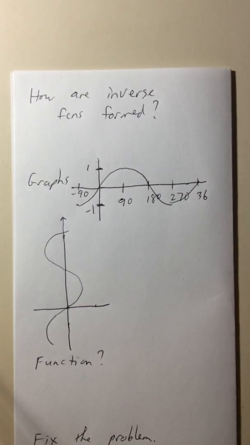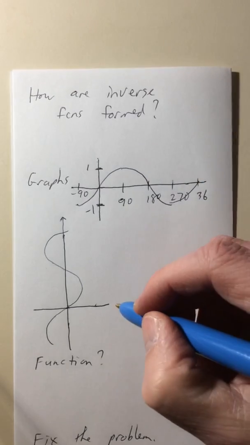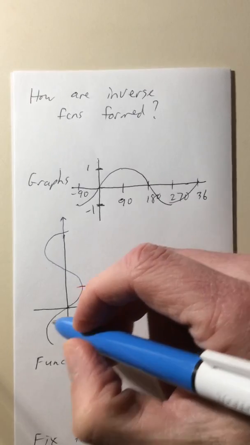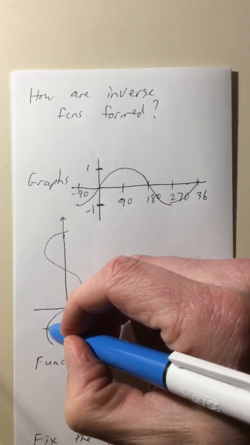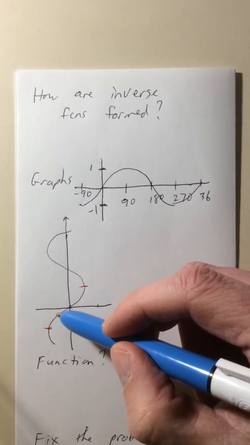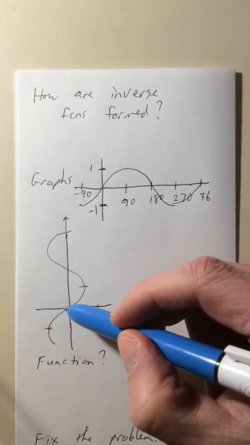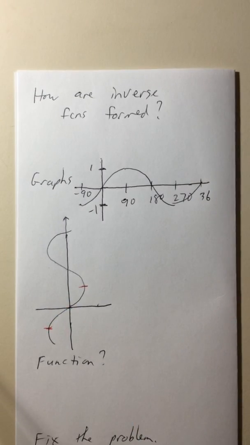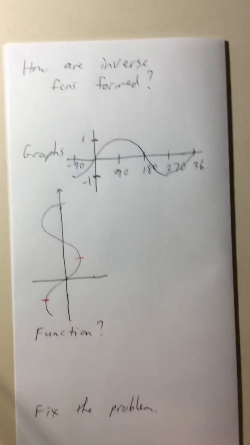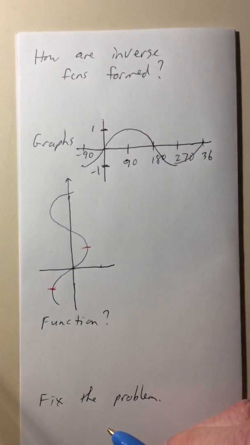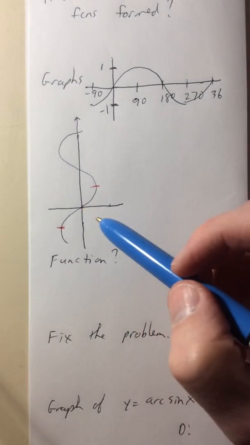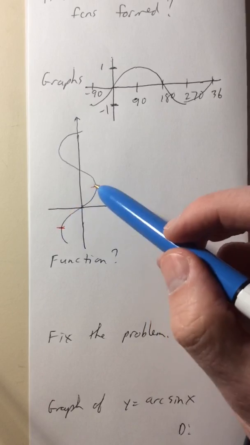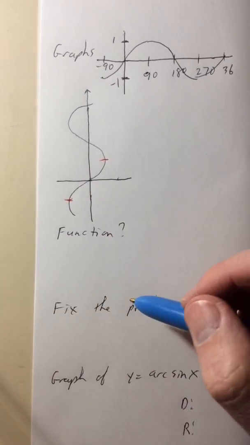Well, if we were to just get rid of some portion of this, let's say everything above the red line right there and everything below the red line right there, we would have a little piece of the curve that passes the vertical line test in all locations. So that's what we're going to do. The graph of arcsine is made into a function by just limiting its domain and range. So that's the way we fix the problem.